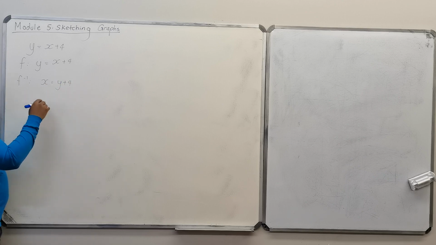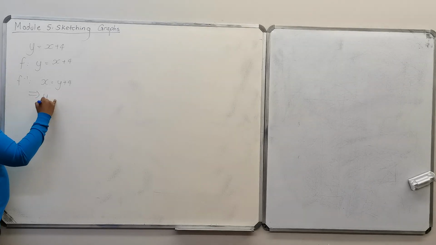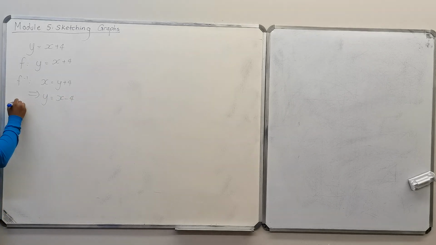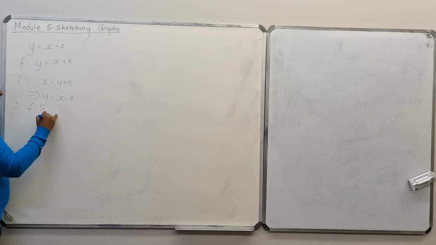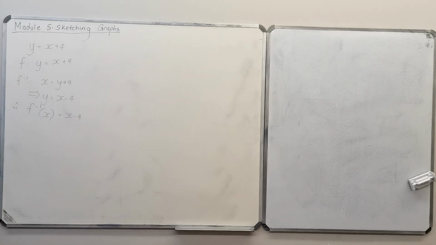Right. Now I'm going to take something to look careful. I'm going to come back to that. Okay. Then you make y the subject of the formula. So therefore, y would be equal to x minus 4. So your inverse function will be f of minus 1 of x is equal to x minus 4. That would be your inverse.